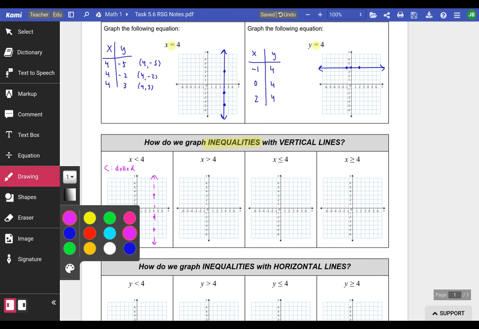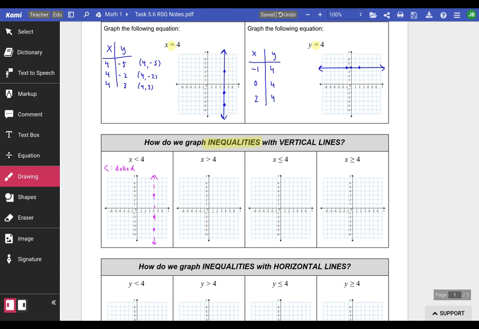Now, here's the other difference. Before we always talked about above or below where we were going to shade, but we really can't do that here because we have a vertical line. So with vertical lines, we want to think about whether we're shading to the left or to the right. And this is where we can use some information that we learned about how to graph inequalities on number lines. Since that's an arrow, we could think of this as an arrow pointing to the left.